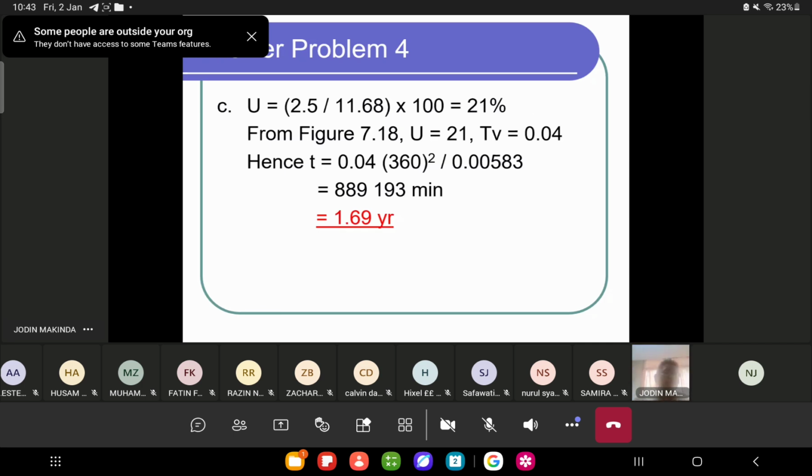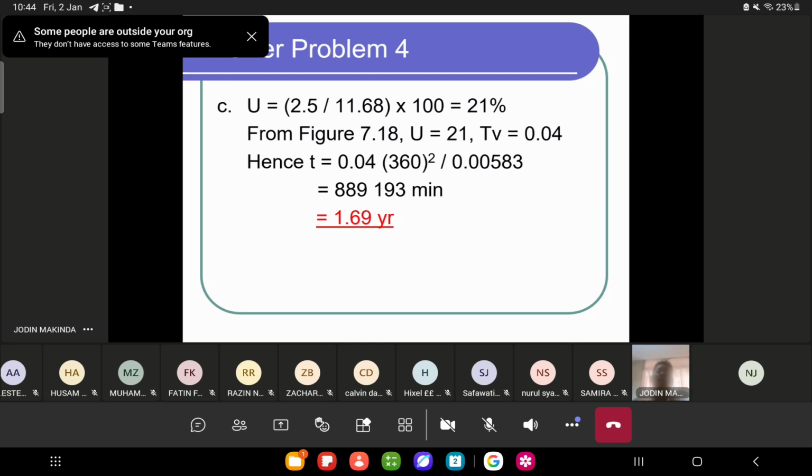Okay, lastly, you are given the fraction U, which is settlement, which is 25 millimeter. Find time. So very easy. U is a fraction. So 25 millimeter is 2.5 cm. So 2.5 cm to 11.6 cm, dapatlah 21%. So your U is 21%.